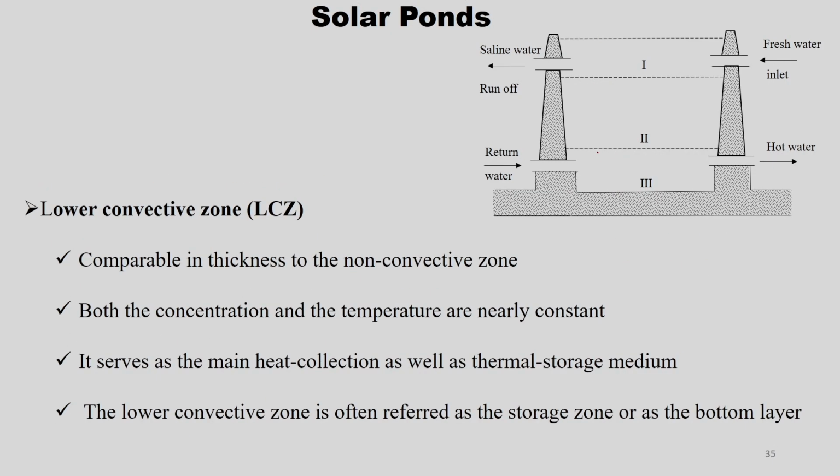Lower convective zone is nothing but this zone, comparable in thickness to the non-convective zone, and both the concentration and temperature are nearly constant and high as well. It serves mainly as the heat collection as well as the thermal storage medium. The lower convective zone is often referred to as the storage zone or the bottom layer of the solar pond.